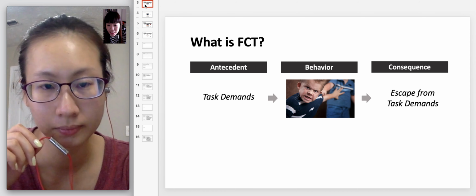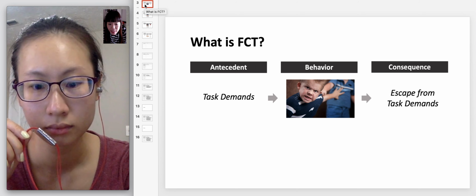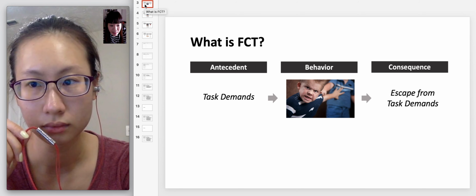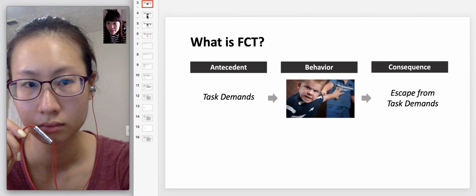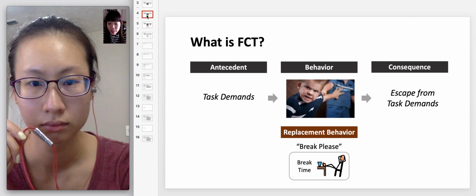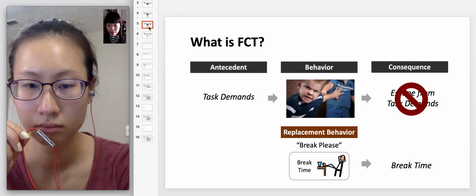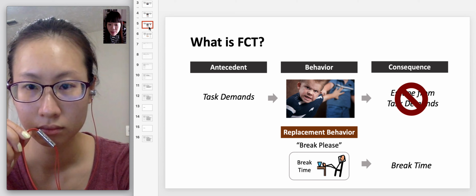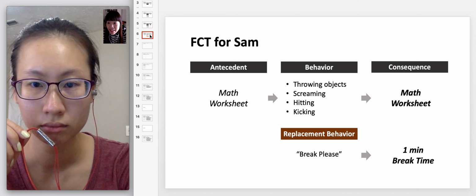For example, if the result of the functional behavior assessment indicated that a student's challenging behavior is possibly maintained by avoiding task demands, we can replace the behavior with more socially appropriate communicative behaviors. Depending on the student's primary mode of communication, the replacement behavior can be saying "break please" or handing over a picture card. In FCT, the student's challenging behavior will not be reinforced. However, the replacement behavior will be followed by reinforcement. If the student says "break please" or hands over the picture card, the student will have a break time.